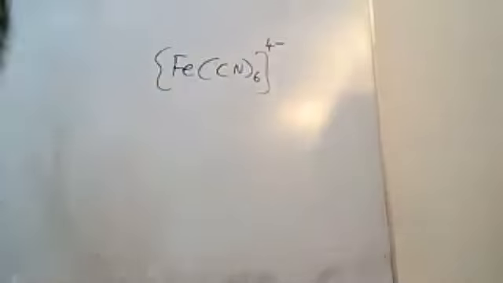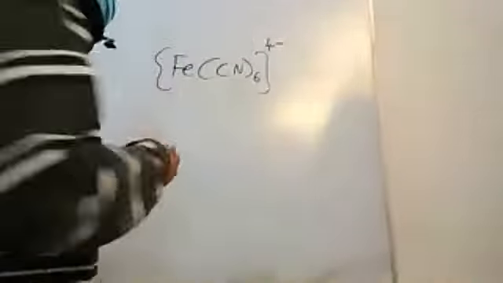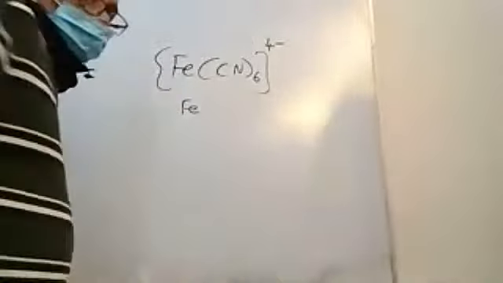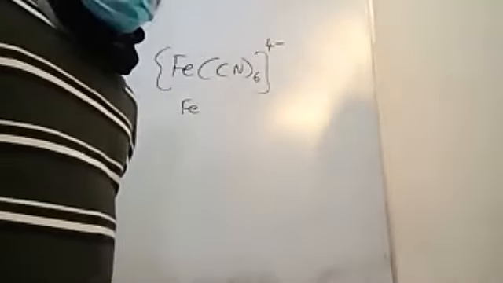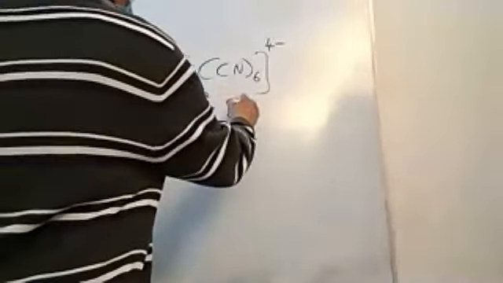How do we do this? Sometimes we'll ask, what's the effective magnetic moment of this complex? First thing to do is, what is the oxidation state of iron here? Is it +2? That is +2. What is the electronic configuration of iron +2?